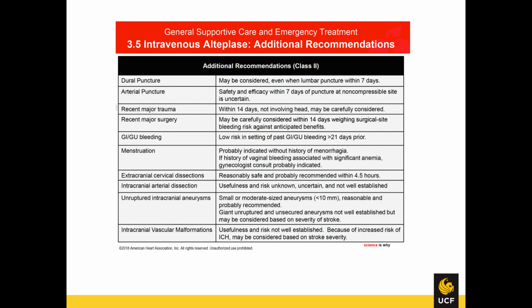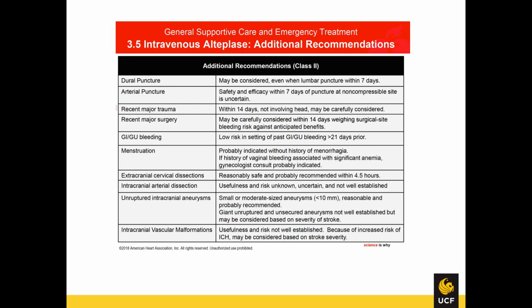Recent major surgery, again, if it's less than 14 days, then no, but if it's greater than 14 days, you're probably okay. GU bleeding, low risk if it's greater than 21 days. Menstruation, it's probably indicated without a history of menorrhagia. If they have a history of vaginal bleeding associated with anemia, then consult a gynecologist.